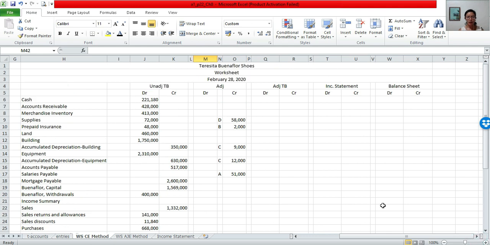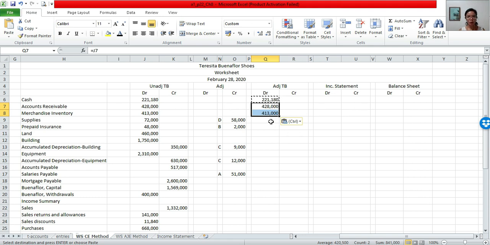Alright, so now that we have correctly posted our adjustments, it is now time for us to fill up the section on the adjusted trial balance. So we all know how this works. We either extend or we cross-foot. So in the case of cash, since there is no adjustment, we basically just extend cash. The same is true as well for accounts receivable. And again, because we are using the closing entry method, no adjustment has yet been made to merchandise inventory. So basically, we're just extending those amounts.